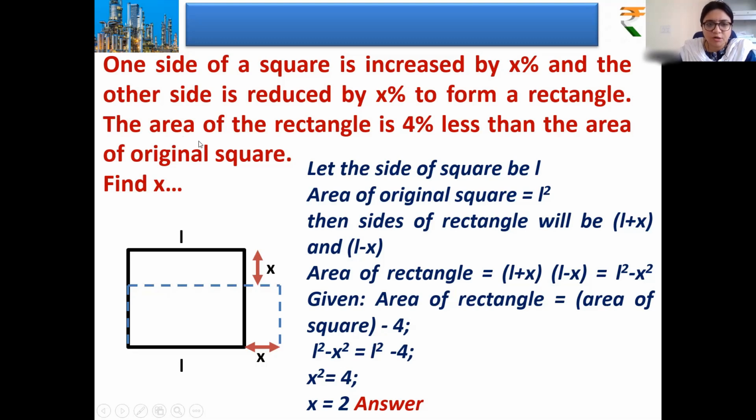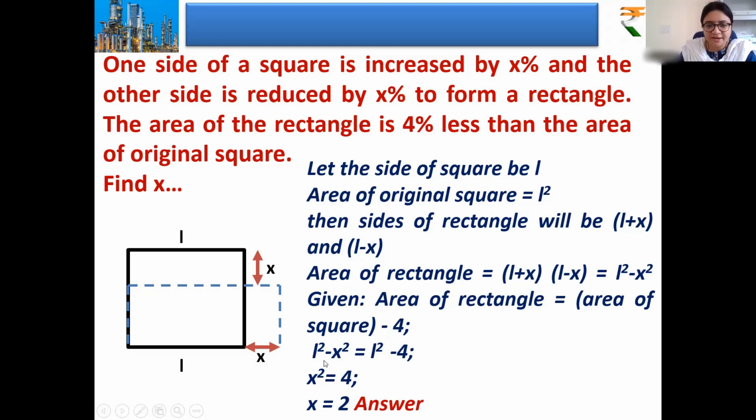Now here, what is given to us? It is said that the area of the rectangle is 4% less than the area of the original square. So area of the original square is L square. Area of the rectangle is L square minus X square, right? It is said that this area of the rectangle is 4% less. Suppose like X%, we are taking it as X, here we are taking 4%, as 4, right? So in this case, area of the rectangle is area of the square minus 4. Yes or no? Because it is said that it is less than the square by 4%.